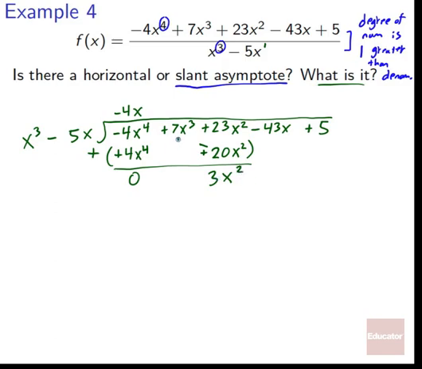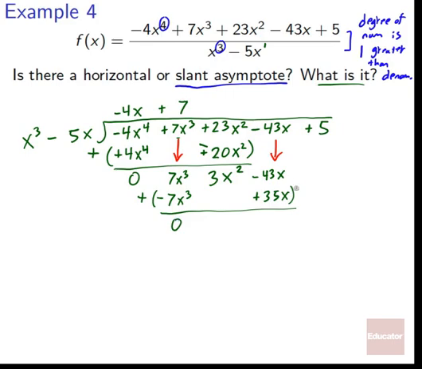Next step, we bring down the other things that we'll wind up using. So we bring down the 7x cubed. We bring down the minus 43x. So how many times does x cubed go into 7x cubed? It will go in 7 times. 7 times x cubed gets us 7x cubed. 7 on negative 5x gets us negative 35x. We subtract by this amount. So distribute our negative, becomes positive. So 7x cubed minus 7x cubed gets us 0. Negative 43x plus 35x gets us negative 8x.